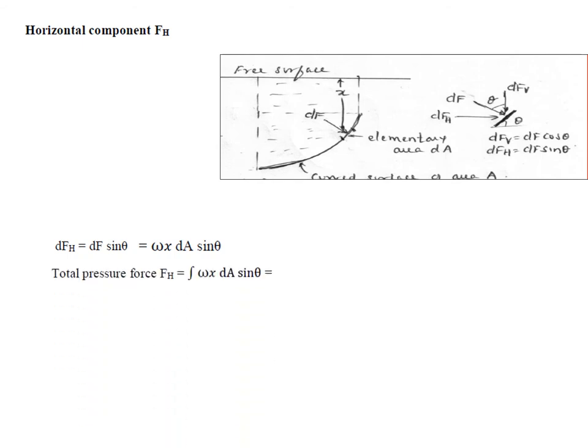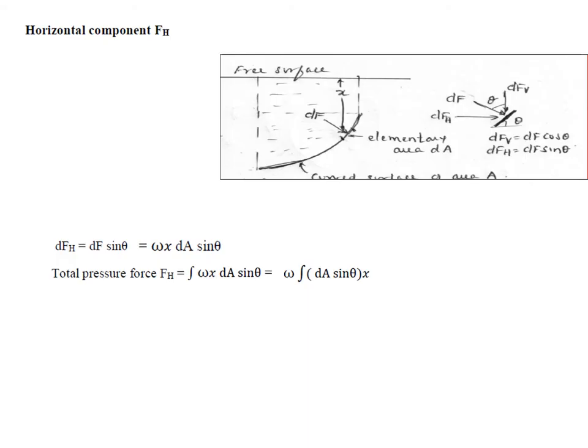So therefore the total pressure force is nothing but the integral of omega x dA cos theta. But omega is a constant, so it is omega times the integral of dA sin theta into x. So what is this dA sin theta? dA is nothing but the area.